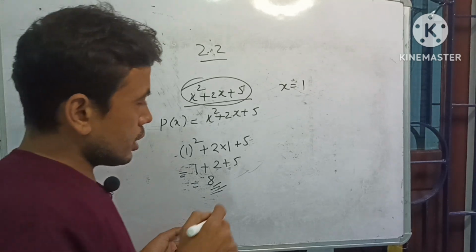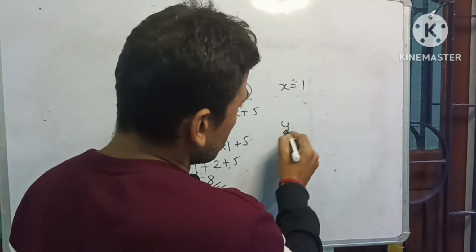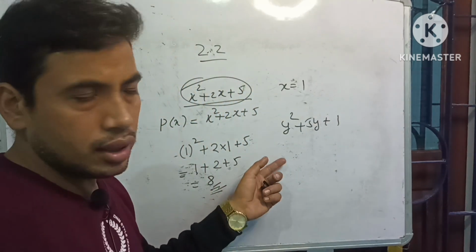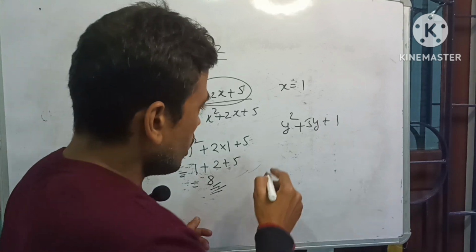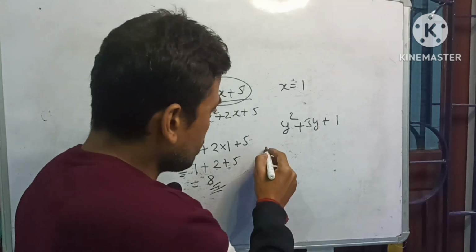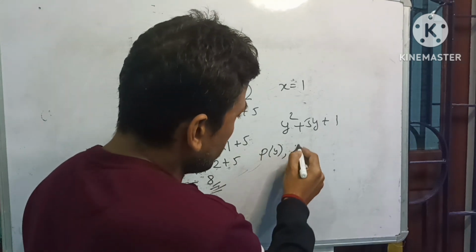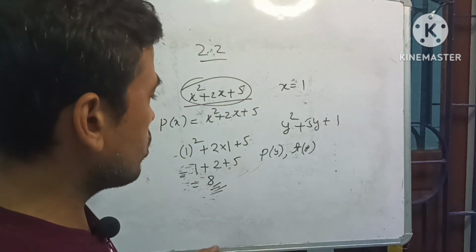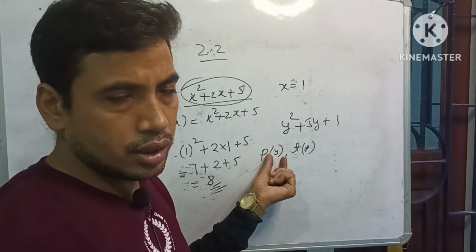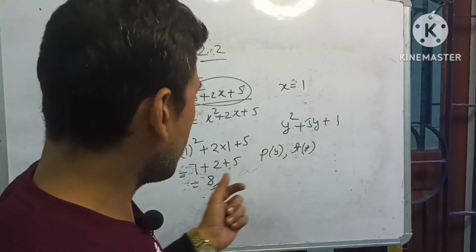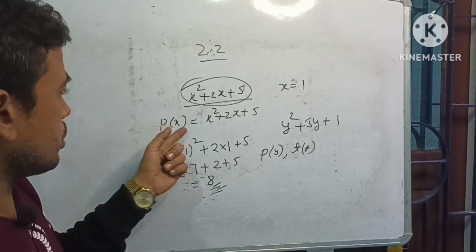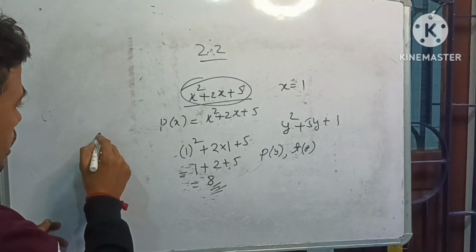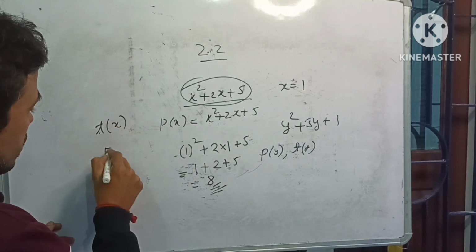Suppose we take another example. Suppose this is a polynomial, but here the variable is y. So we can call this p(y) or q(y), etc. That means if the variable is y, inside the bracket we write y, and if the variable is x, inside the bracket we write x. This polynomial can also be called t(x) or r(x).